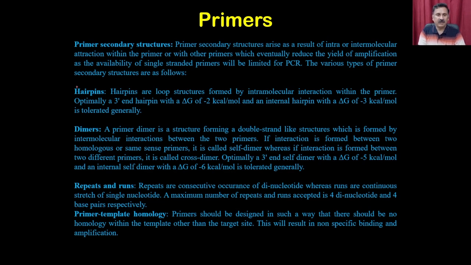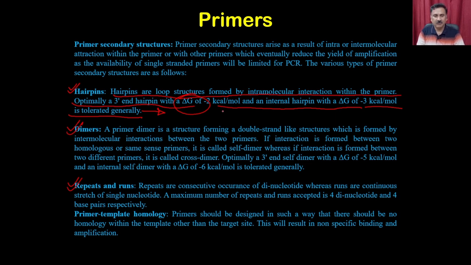Then we also have to take care of the hairpin loops, dimers, and the repeats, okay. So hairpins are the loop structure formed by the intramolecular interaction within the primers. Optimally, a 3' end hairpin with a delta G of minus 2 kilocalorie and an internal hairpin with a delta G of minus 3 kilocalorie is tolerated generally, okay. So if it has a hairpin with a free energy in the range of minus 2 kilocalorie to minus 3 kilocalorie, it can easily be managed, because when you increase the temperature, all these hairpins are going to be broken down.